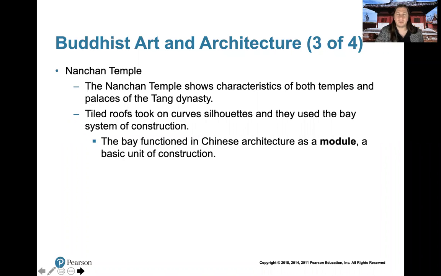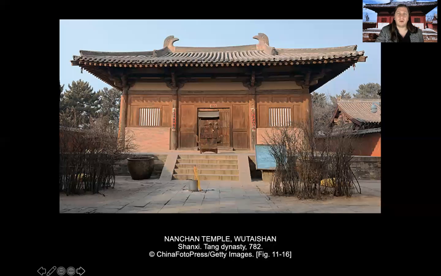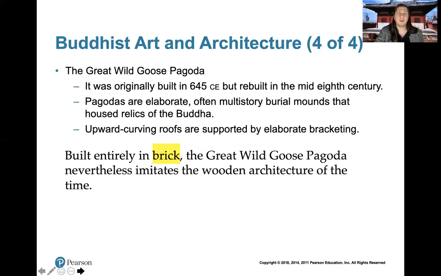The Nanshan Temple is a good example of architecture from this period. There's basically a type of modular architecture based on modules. So it's a simple post and lintel construction that they could duplicate and expand outward to make a building.